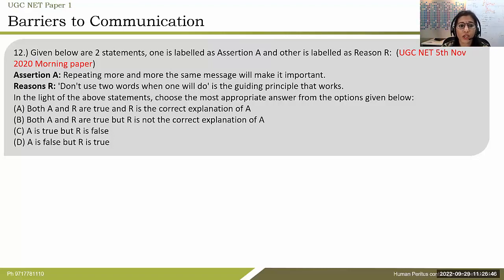When you are using 2 words when one can do, that relates to the brevity of the message, which is one among the 7 principles of communication. All right. So this is true, but the assertion given here is not correct.